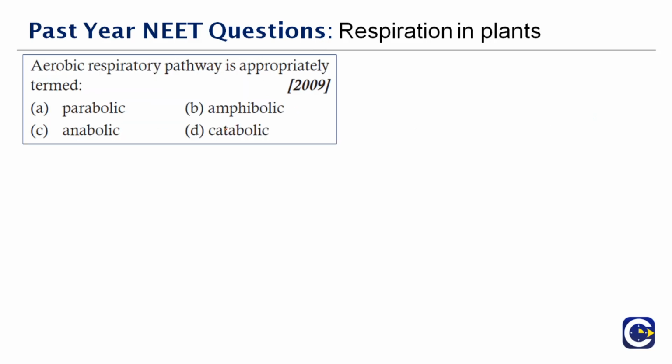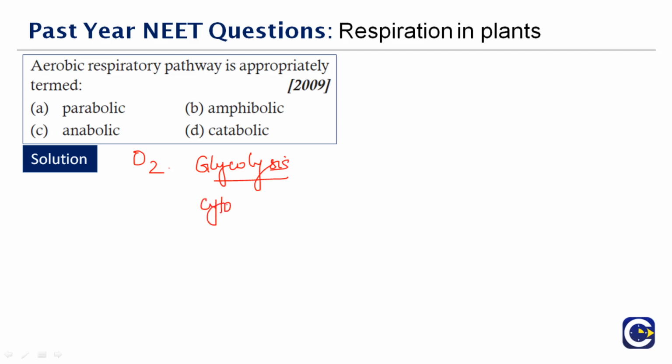Okay, now let's move to the next question here. Aerobic respiratory pathway is appropriately termed as. So what can you term the aerobic respiration pathway? Aerobic, I said it is in the presence of oxygen, right? All energy releasing pathways, whether aerobic or anaerobic, begin with a pathway called glycolysis. Very, very important. Okay, it's an essential process also, which occurs in the cytoplasm of the cell. Where does this occur? In the cytoplasm of the cell.